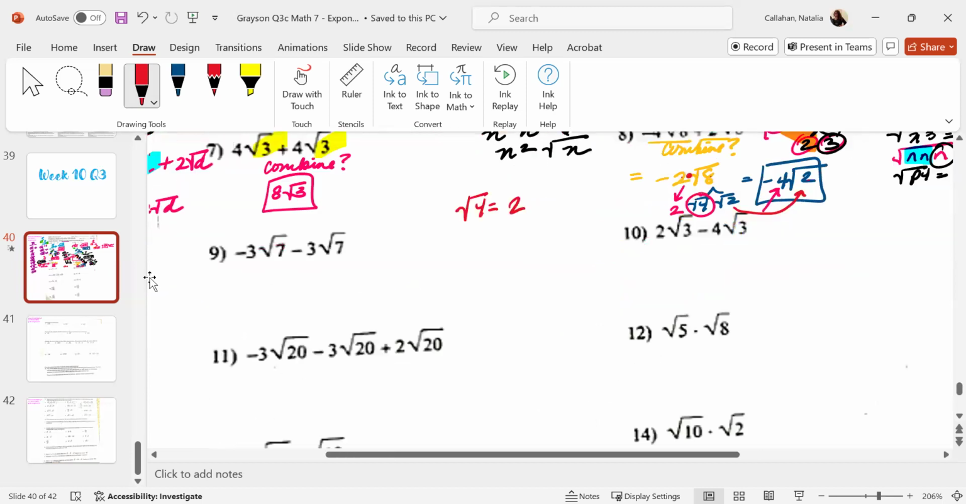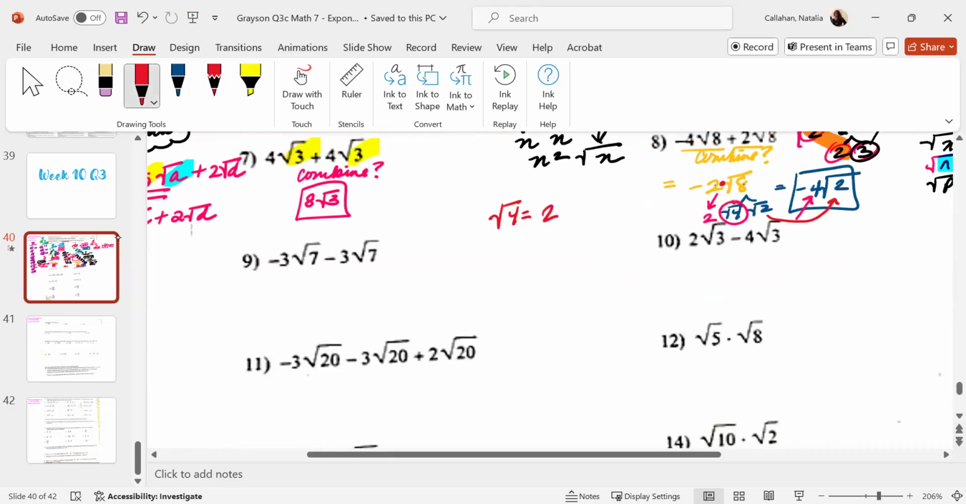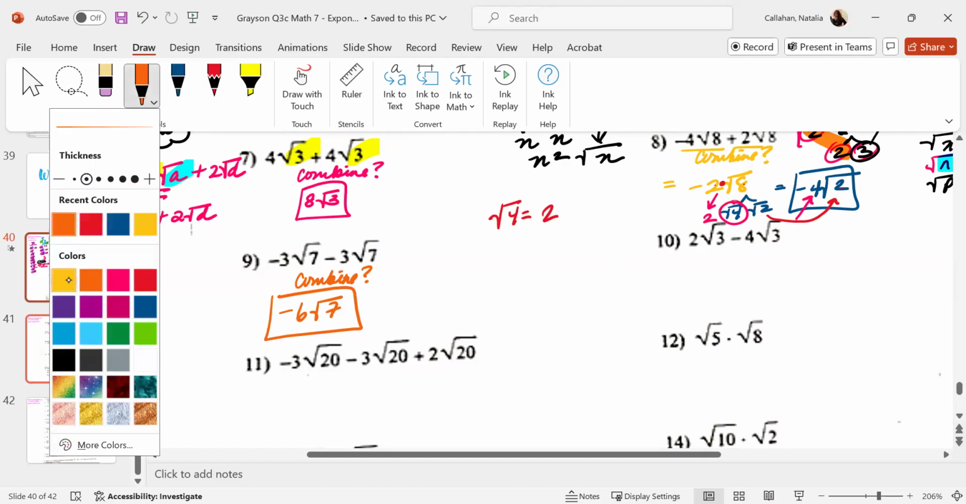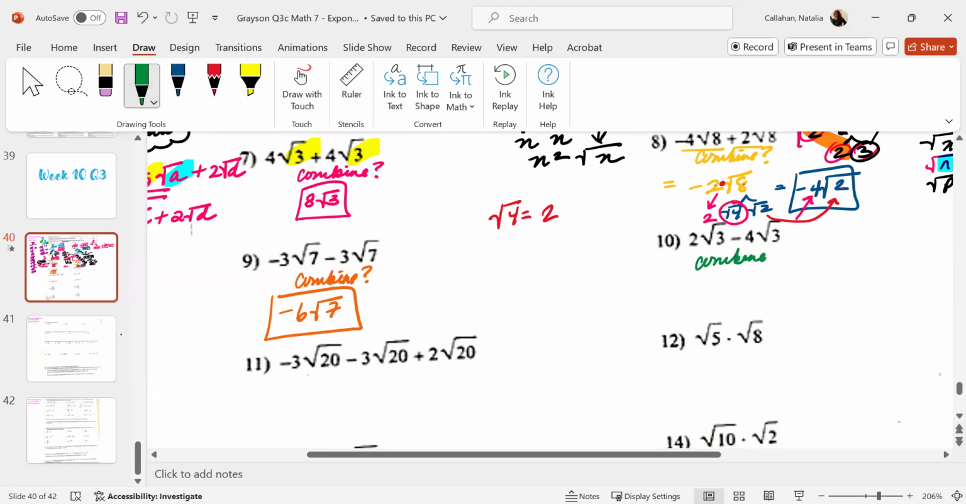Okay, number 9. Are you able to combine? Yes. Can I simplify the 7? Is that the square root? Nope, so just 2 thousands. Okay. Number 10. Can you combine? What's your coefficient? The numbers in front of this radical. Yeah, but when you combine it, what do you get? It's 2 minus 4.